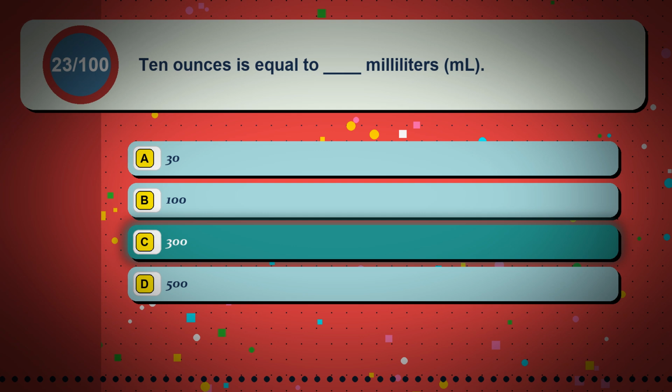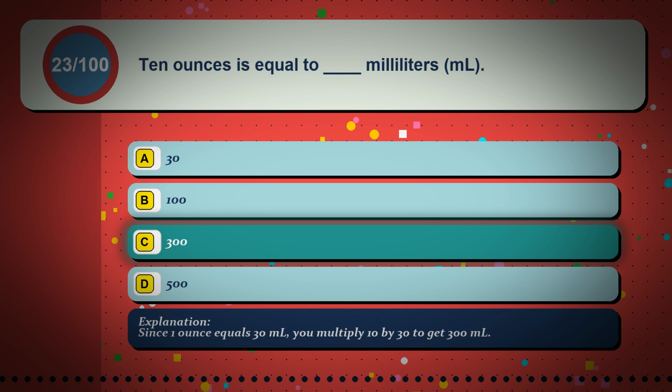The correct answer is option C. 300. Since 1 ounce equals 30 ml, you multiply 10 by 30 to get 300 ml.